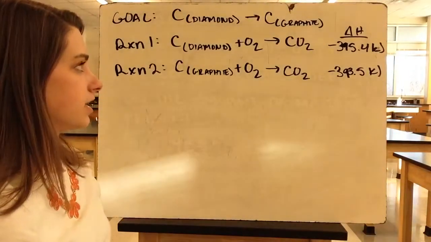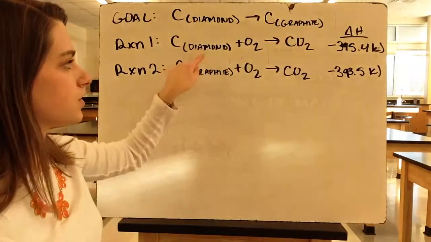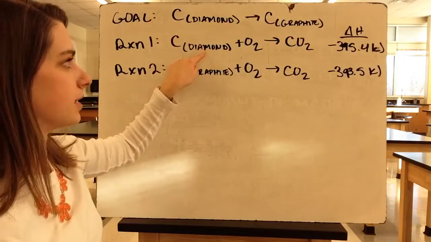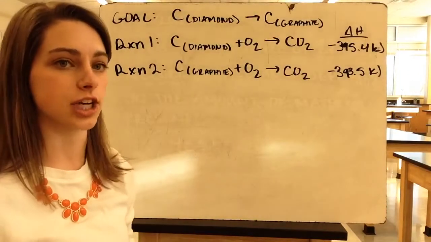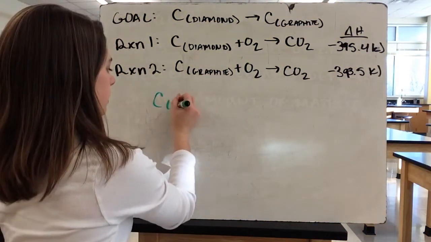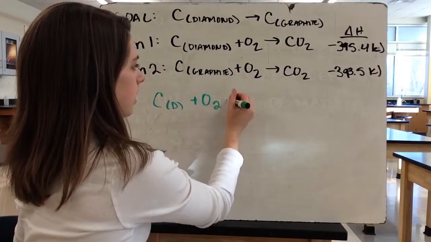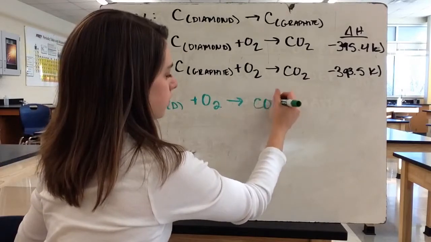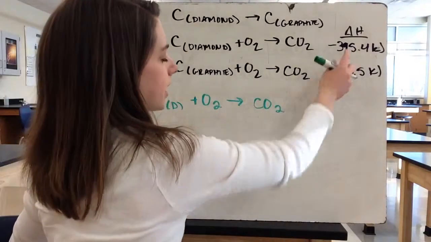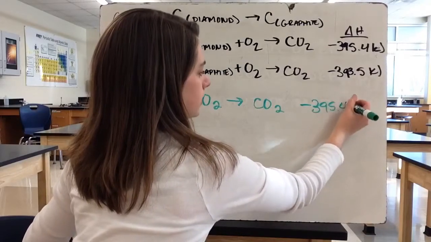The other thing that I notice is we start with diamond and end with graphite. This reaction shows starting with diamond. So I'm going to copy that reaction just as it is. So I'm going to say carbon, then I'm going to shorten this to just a D, plus oxygen forming carbon dioxide. And I'm going to go ahead and copy the delta H down here.